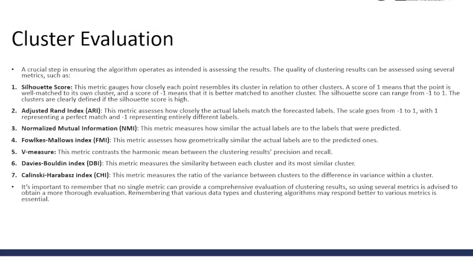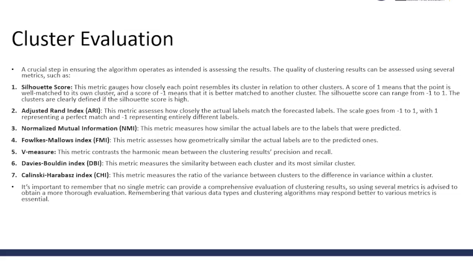Then there is the adjusted rand index. There is rand index and then there is adjusted rand index. This helps me to check the actual label with the predicted label. Again it ranges from minus 1 to plus 1. Then there is normalized mutual information. This understands how similar the actual labels are with what is predicted. Then there is the Fowlkes-Mallows index, FMI. This helps me to understand how geometrically similar, I am looking for the geometric mean over here, how similar are the actual and the predicted labels.